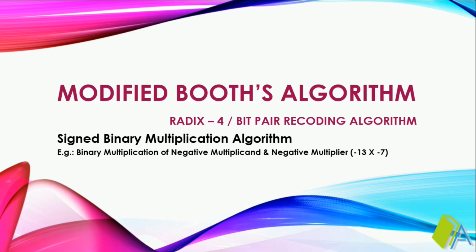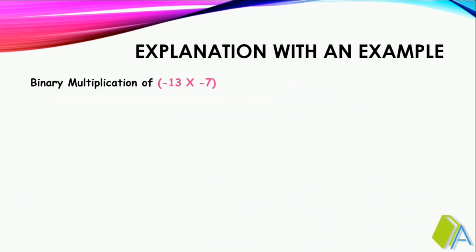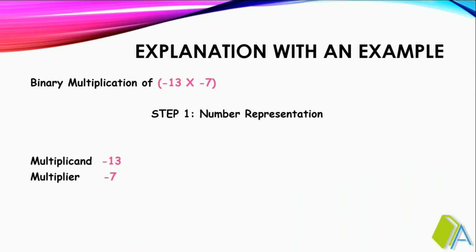In this video we are going to discuss how to multiply two negative numbers using the modified Booth algorithm. We can see the explanation using an example. We are going to multiply minus 13 and minus 7. Modified Booth algorithm is used for multiplying two signed numbers in 2's complement notation. So the first step is to convert the given numbers into 2's complement format.